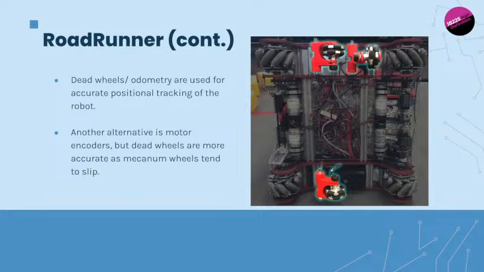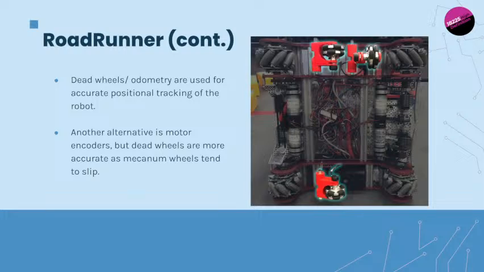Any other questions? Basically, it's similar to motor encoders, except the main difference is that they're not going to be powered by the motors. And it's already built into the Roadrunner startup for odometry.